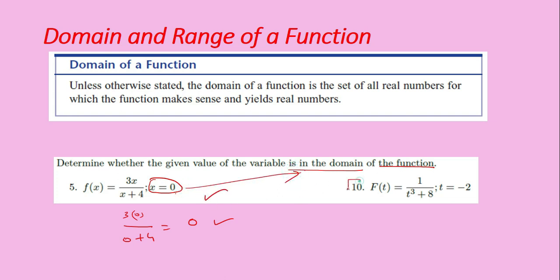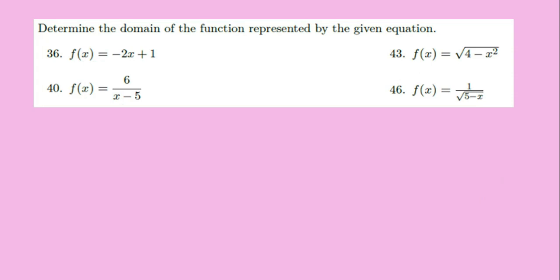The second question, number 10 from your textbook. Put t is negative 2 in this function. It is 1 over negative 2 cubed plus 8 gives you 1 over 0, which is infinity, isn't it? So there is no real number output. Infinity, for which the function is not defined for this value. This is not in the domain. So the domain includes all values of t except negative 2. Clear? That's it.